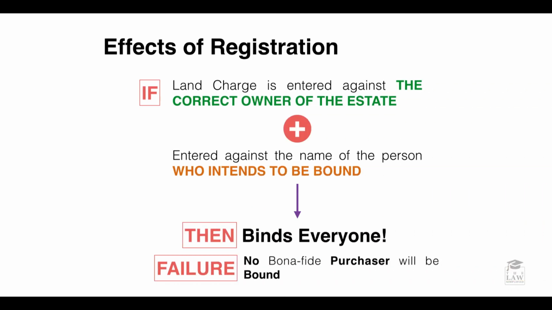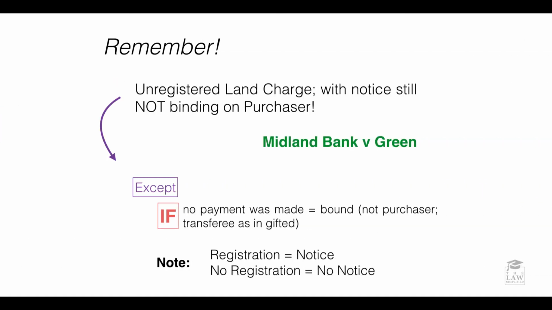Now, the basic idea behind land charge registration is that when entered properly, with the proper procedure and no mistakes at all in how it is entered, even typographical mistakes for that matter, then it binds everyone. If there's a failure in registration, then no bona fide purchaser will be bound by it. Remember, an unregistered land charge with notice is still not binding on a purchaser. So a land charge must be registered in order for it to have the same effect as giving notice to everyone. This can be quite clearly seen in Midland Bank and Green, available in your case summary, so I urge you to have a look at it.